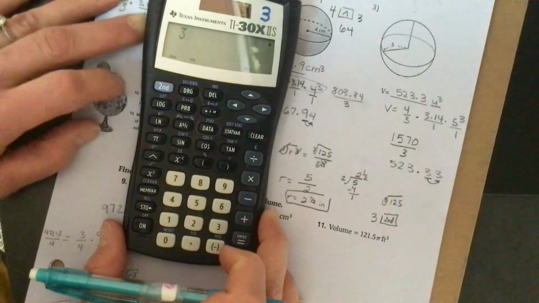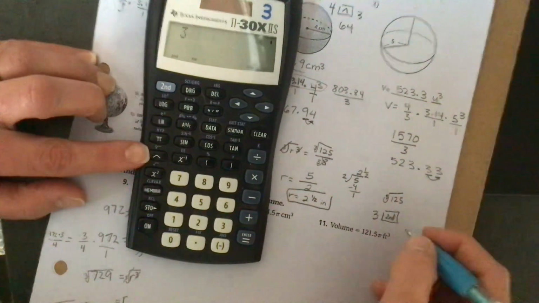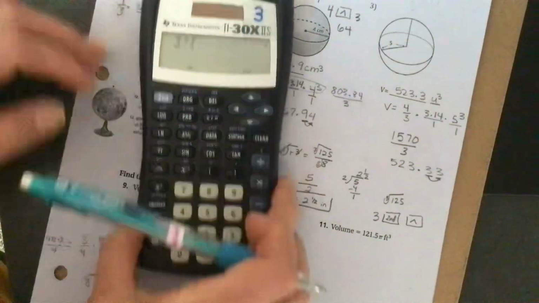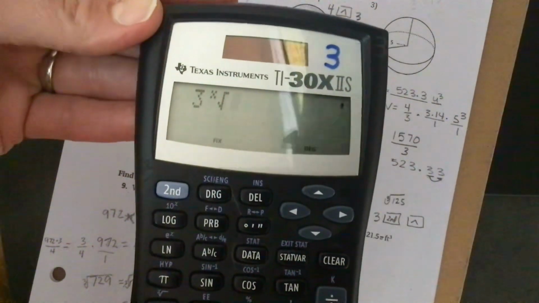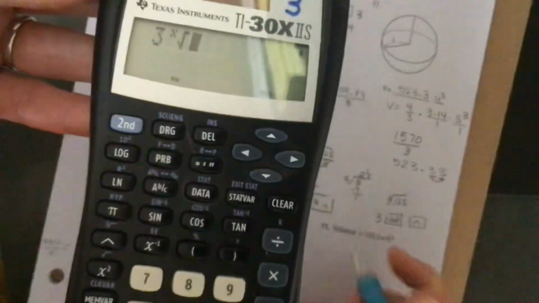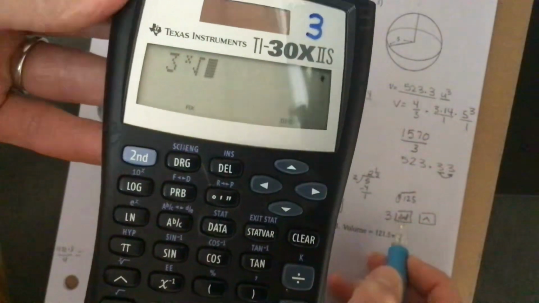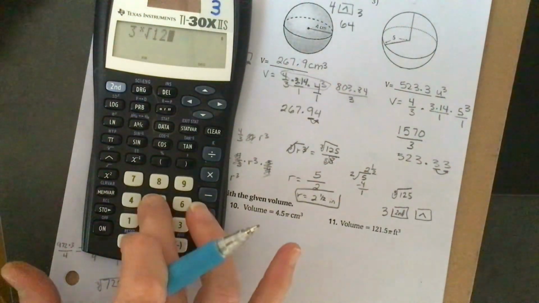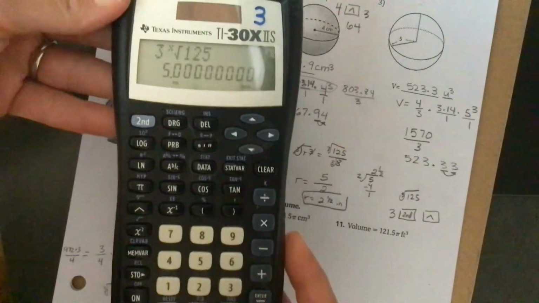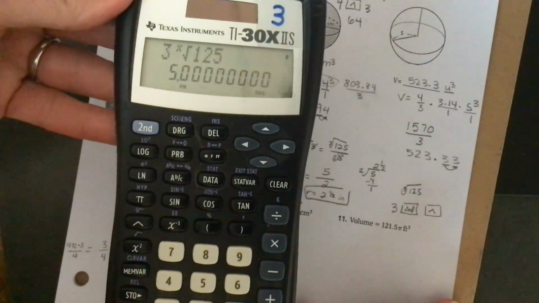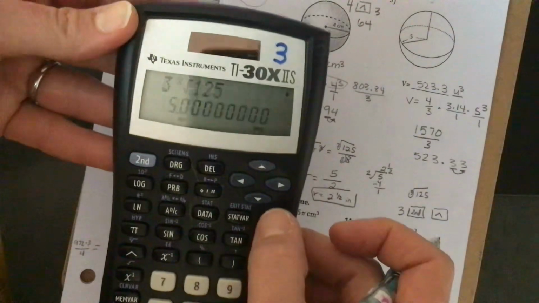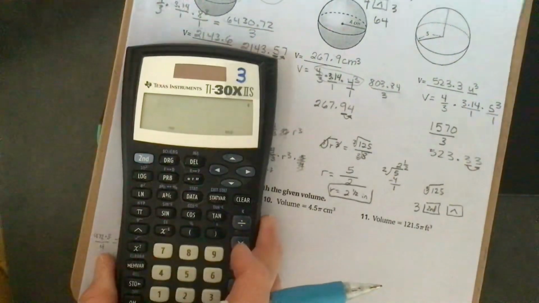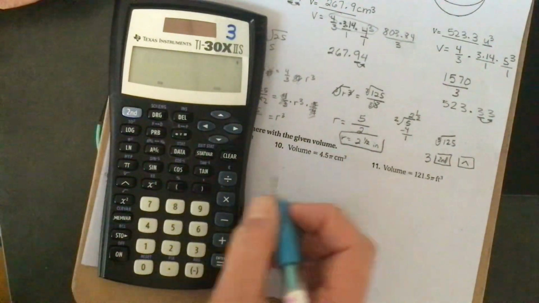It says second, okay? And then you're going to press this caret button right there. And this is what your calculator should look like. Okay. If not, do it again. Okay. 3 second caret. Okay. And then press 125 and you should get 5. All right? So that's what we're going to have to do for number 10, because it's going to give you a really weird number. All right? So let's go.